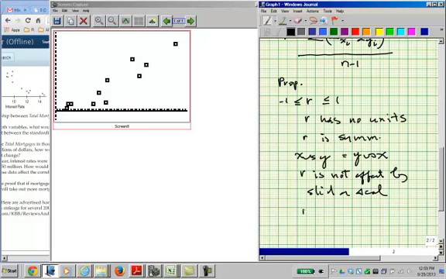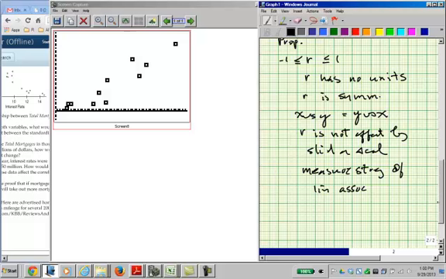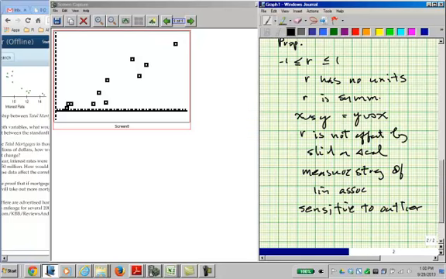As I said before, it measures the strength of a linear association and no other kind of association. And it is sensitive to outliers of both kinds. Both kinds of outliers affect the strength of r. Okay.